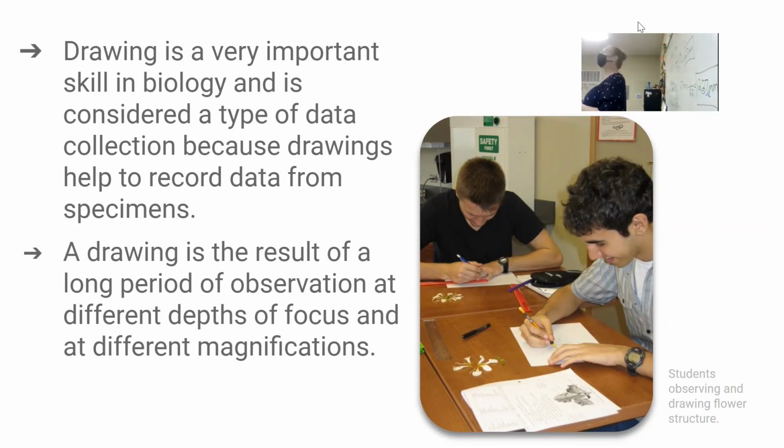So drawing is a very important skill in biology and is considered a type of data collection because drawings help to record data from specimens. A drawing is the result of a long period of observation at different depths of focus at different magnifications. What you did on your half sheet was not a full IB biology drawing. I would call it a sketch. A drawing has more rules to be successful. Now we're going to talk about how we do a formal drawing.